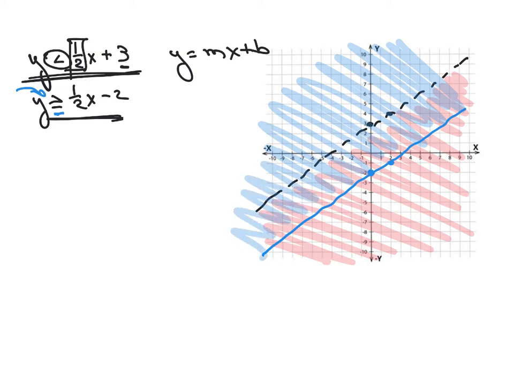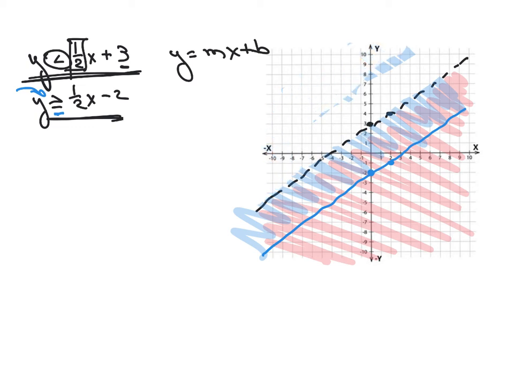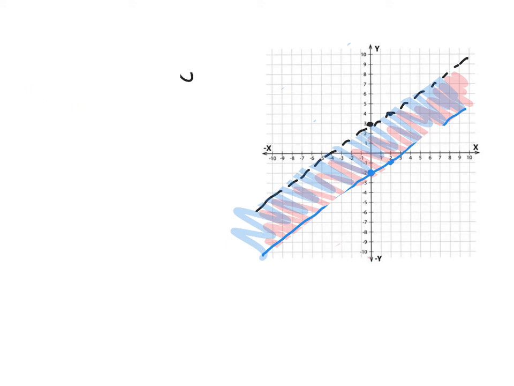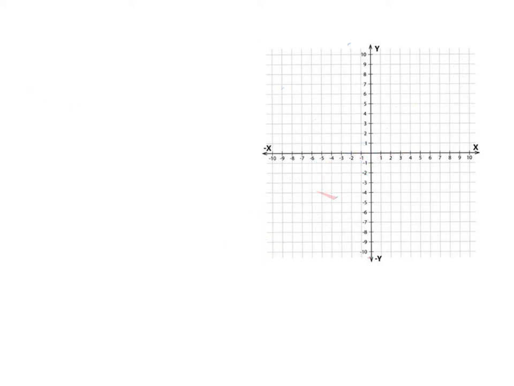So what I'm interested in then is where we have common numbers. So wherever the shaded areas intersect, that one isn't erasing very well. There we go. Wherever that intersects is the answer. That's the graph that will make both of these inequalities true. All right, so that takes us to example number 2.